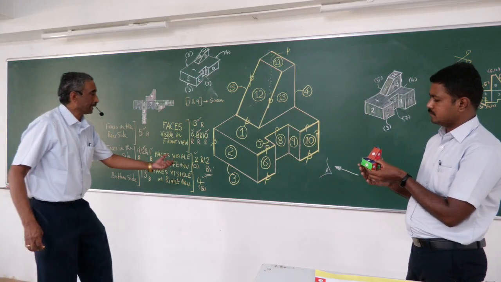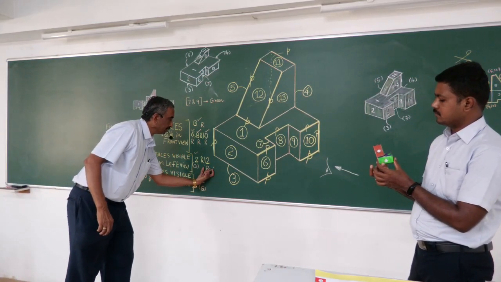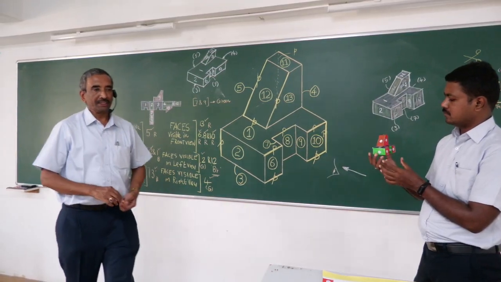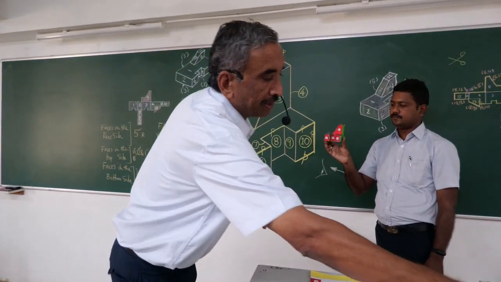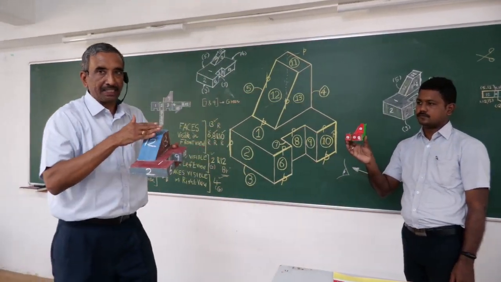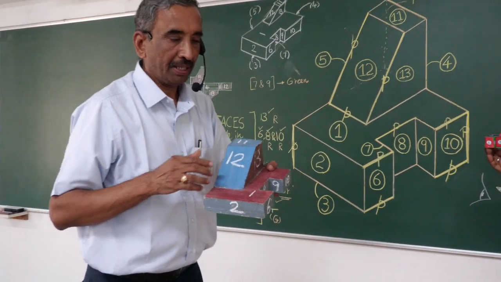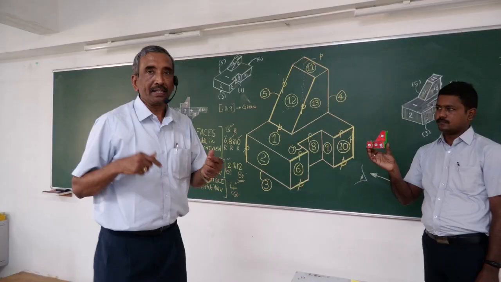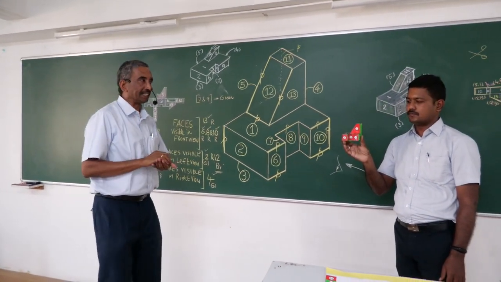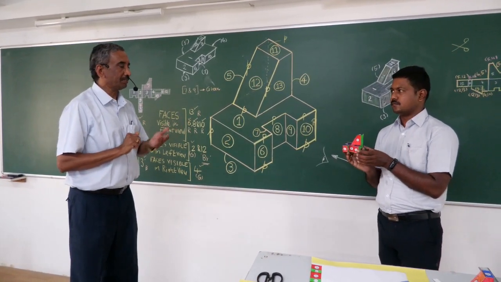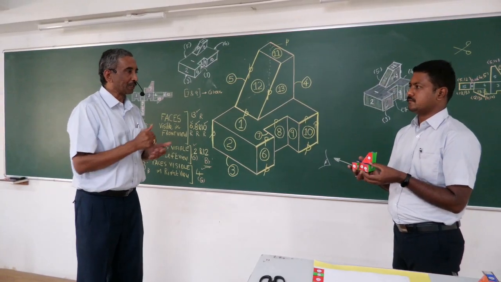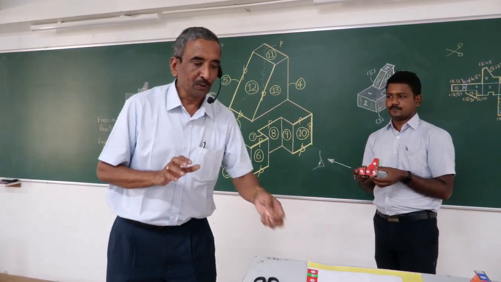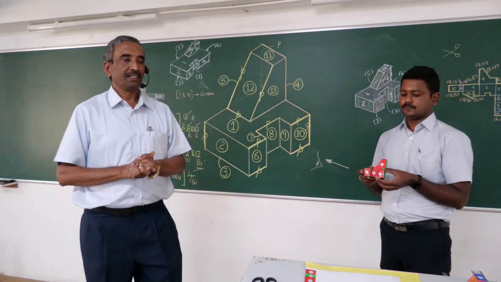There is a special purpose of giving brown, a different color, for face 12. Face 12 is a slant face, so a special color has been given, which is brown. Kindly follow the same color practice so that our understanding will be much easier. So thanks a lot, Mr. Naveen Ganesh, for making a wonderful model. With this model, you can understand orthographic projection very well. Thank you.